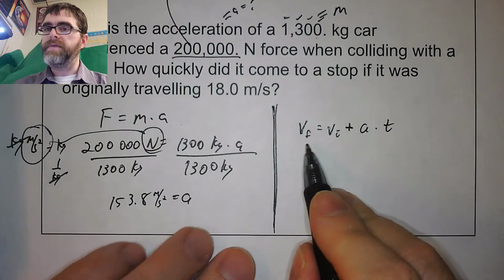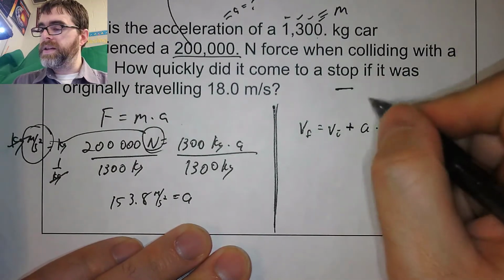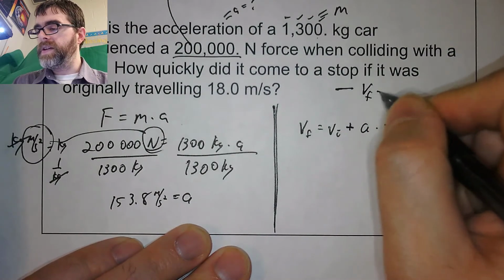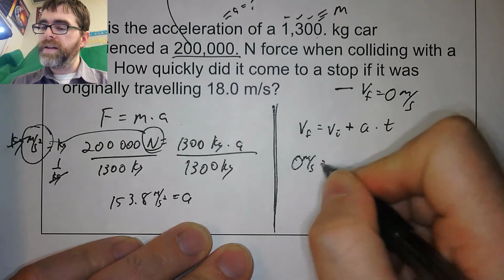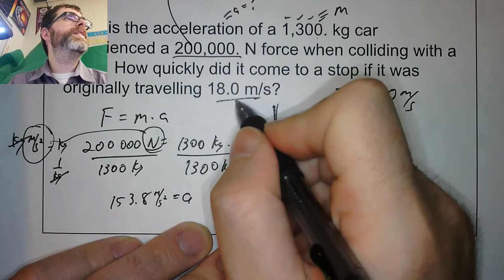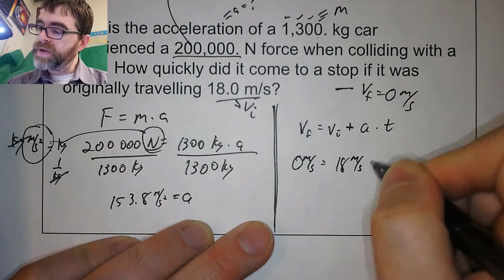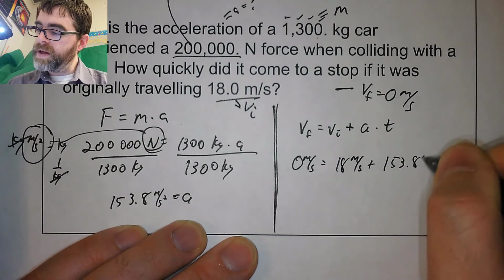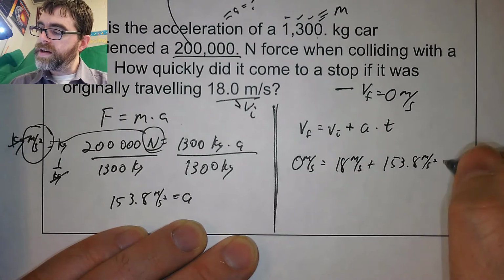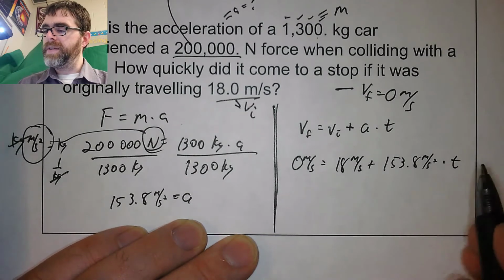Well, the velocity final, if it's colliding with the pole and comes to a stop, that really is code for velocity final is 0 meters per second. So then we know that's 0 meters per second. The velocity initial is what this 18 is. And so then that's going to be 18 meters per second plus the acceleration we now have, 153.8 meters per second squared, and time.